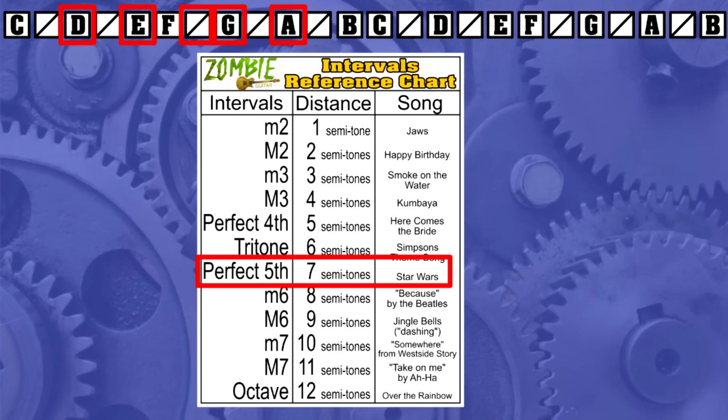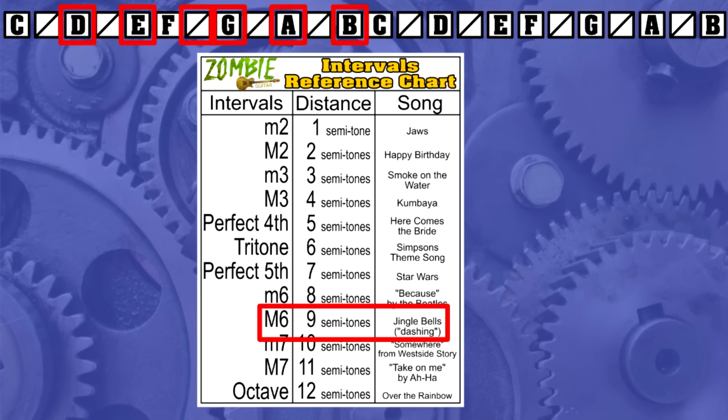The next note is a major sixth above the root, which is 9 semitones. So that sounds like this. So if you know the Christmas jingle dashing through the snow part. So this. That's what a major sixth sounds like.